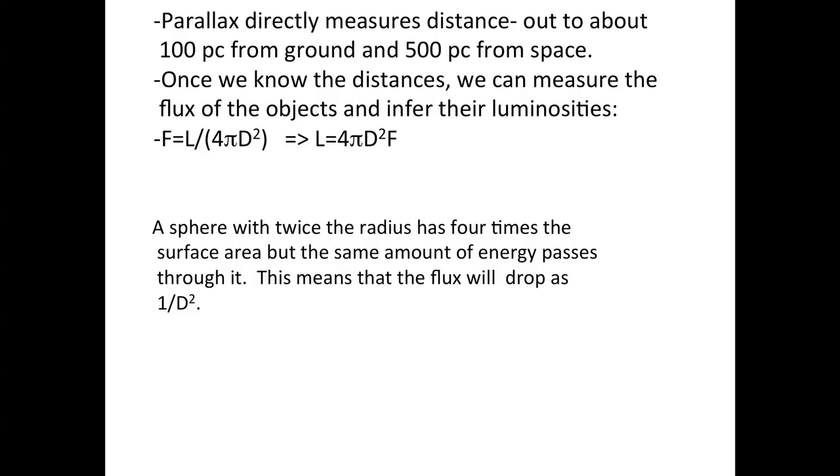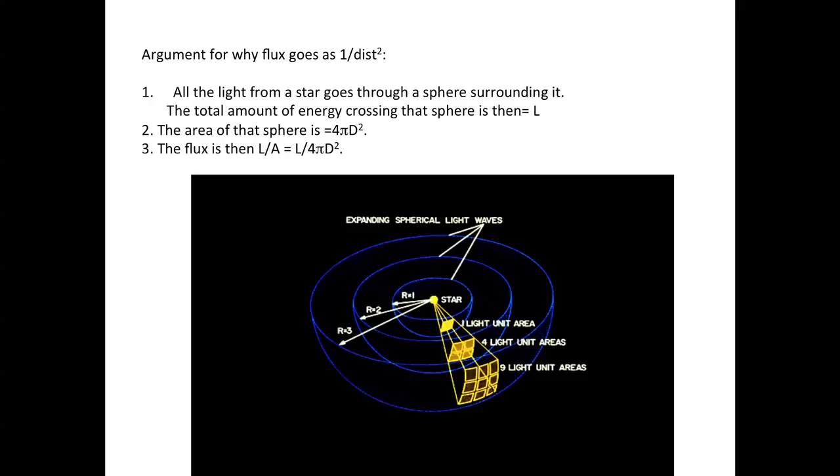The reason for this is that a sphere with twice the radius has 4 times the surface area, but the same amount of energy passes through it. This means that the flux will drop as 1 over the square of the distance. Let's look at an illustration to see how this works. If you start at a star, all the light from that star goes through any sphere that you surround it with. So the total amount of energy that crosses that sphere is equal to L, the total luminosity.